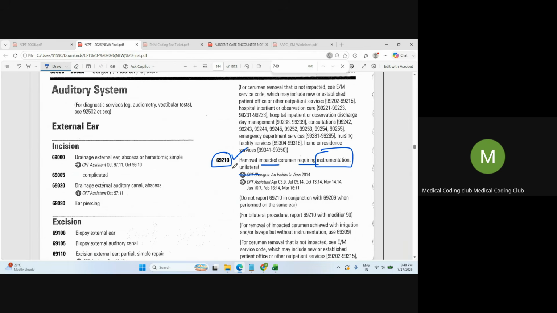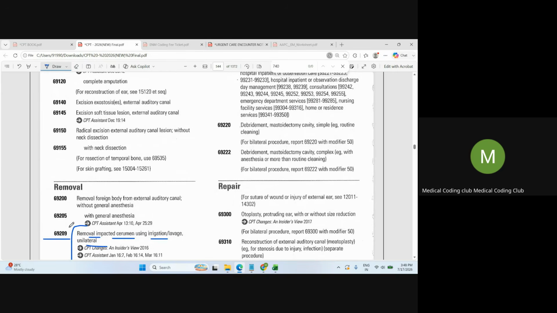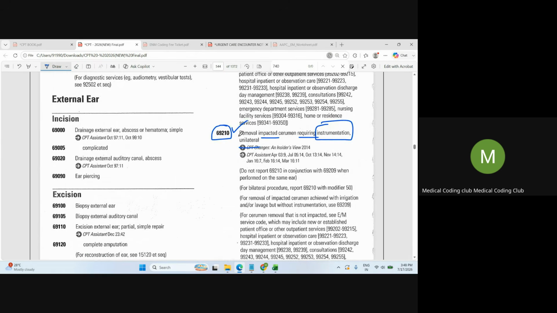But a few coders think that since there is also irrigation documentation, I should also code 69209, which is wrong. Why? Because, if you see this, do not report 69210 in conjunction with 69209 when performed on the same ear. It could be the right ear or left ear. On that ear, if they are performing cerumen removal using instrument as well as irrigation, you cannot code the irrigation code. You will code only one code, which is the instrumentation code.